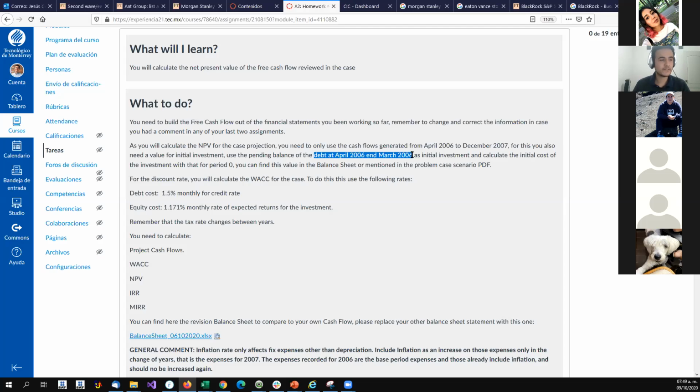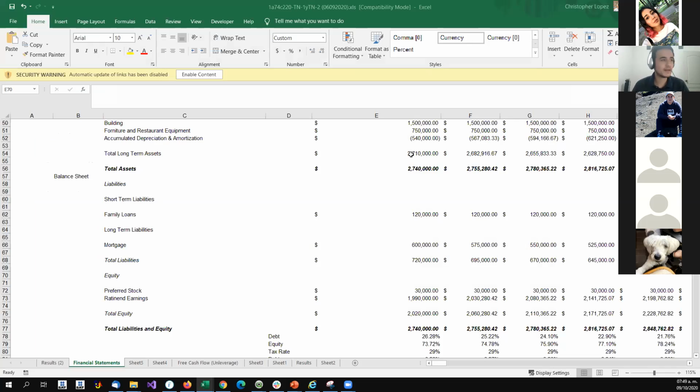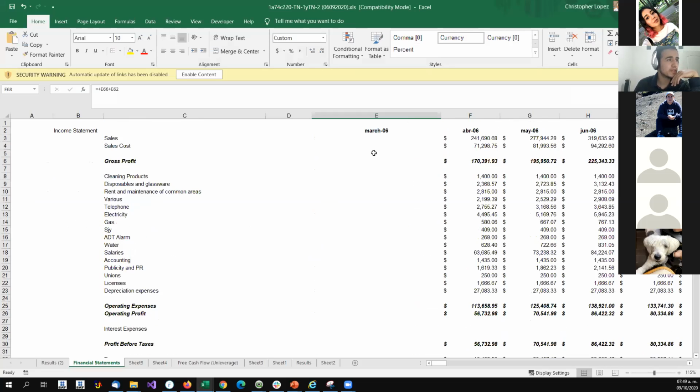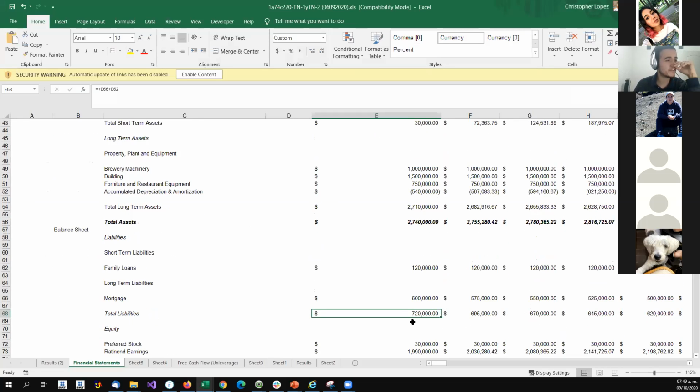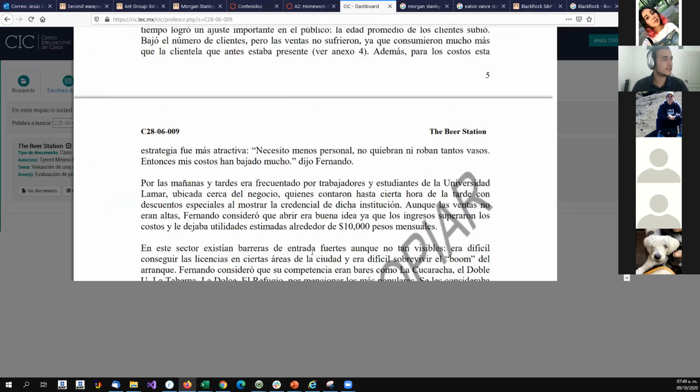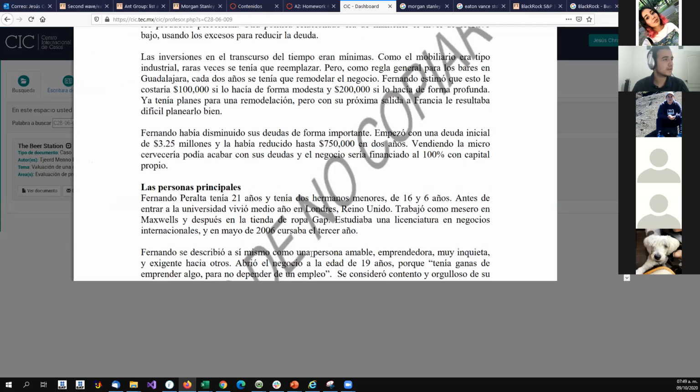750? 750, exactly. And you have two values actually, because I was checking this, and this is incorrect. Maybe it was 750 the previous month, which will be April 2006. So here is 720, and if you go to the case scenario, it tells you 750, right? Which is the answer.